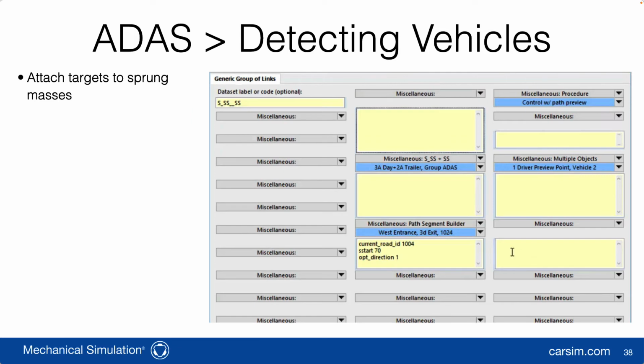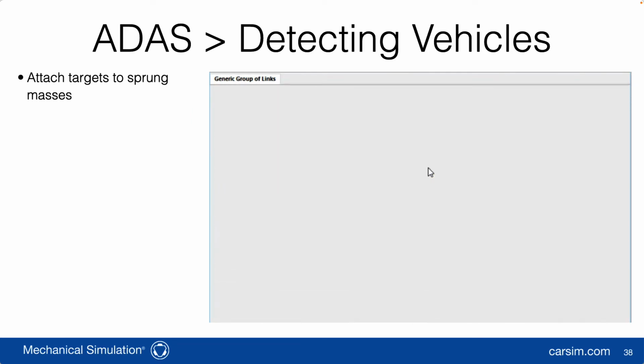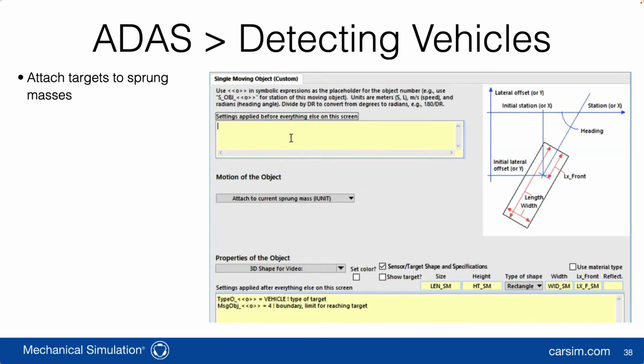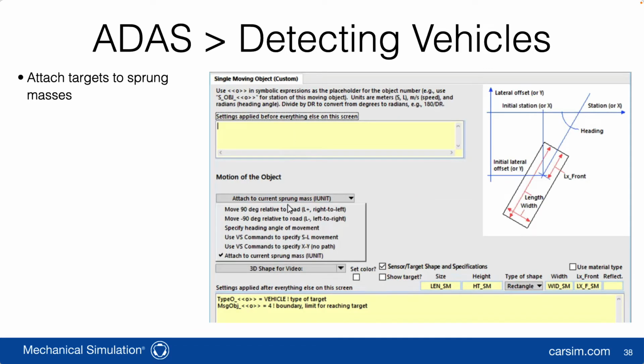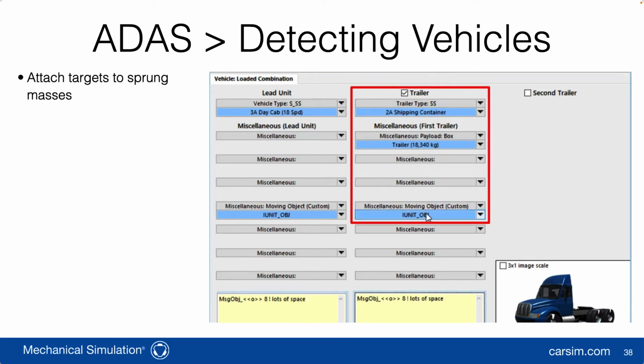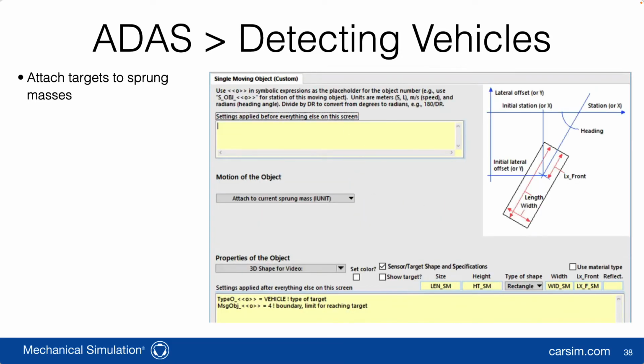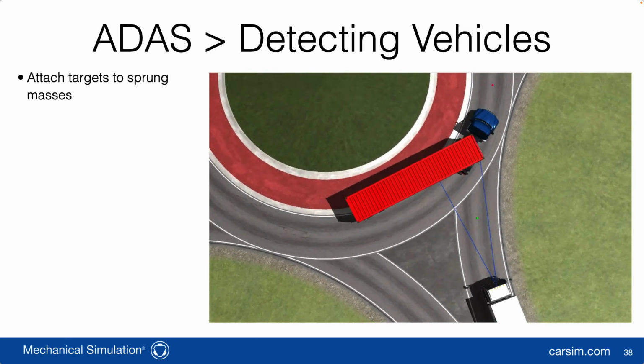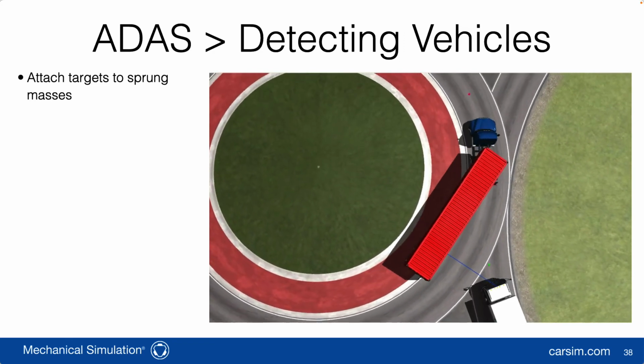Here's the tractor semi-trailer. We'll go up and see that we have a unit. This is a feature in the moving object screen for customs. It says attach this to the current sprung mass unit. That was the lead unit. We're using exactly the same data set, attaching it to the trailer. The scaling comes from the trailer sprung mass, but the detection comes from it being a moving object.